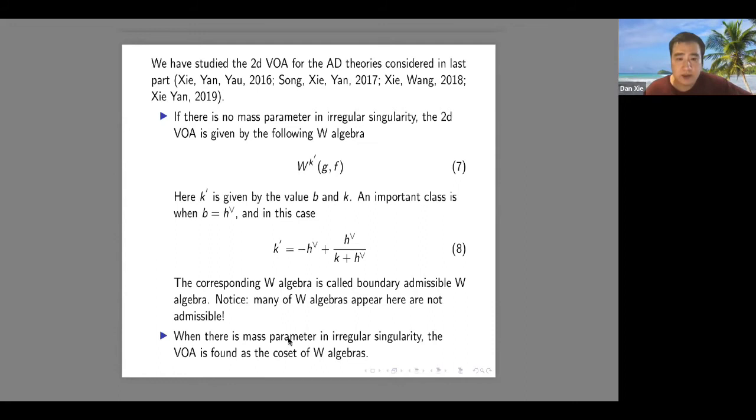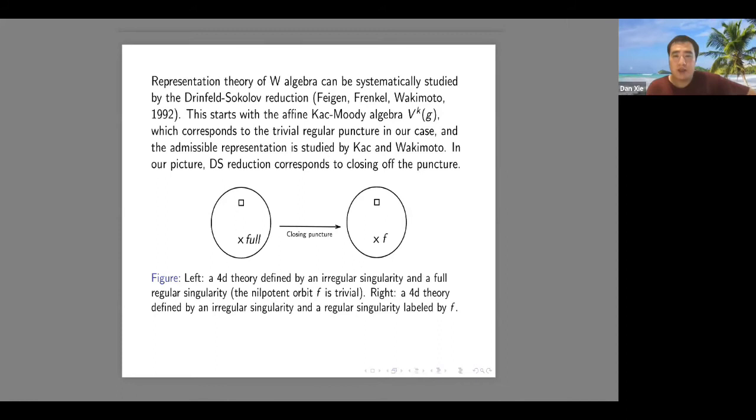Representation theory of W algebras can be systematically studied by the Drinfeld-Sokolov reduction, mostly for the admissible W algebras. This starts with the affine Kac-Moody algebra, which corresponds to the trivial regular puncture in our case, the trivial orbit, I would say, for the label of the regular singularity. The admissible representations of the affine Kac-Moody algebra were systematically studied by Kac and Wakimoto. In our picture, we have the following interesting Drinfeld-Sokolov reduction.